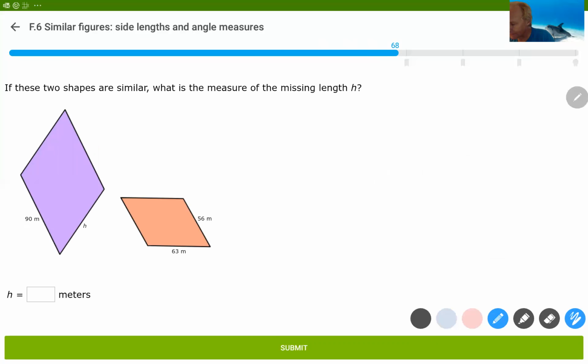It looks like it's been reoriented. To reorient it, I'm just going to rotate it upwards a little bit so that we get the 90 goes with the 63. And again, I could reduce this fraction. And the H goes with the 56 in the same way. I just rotated it up.